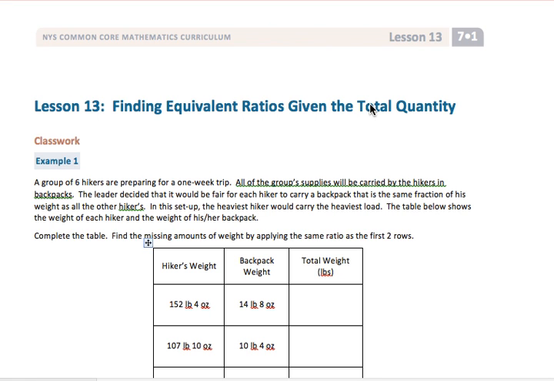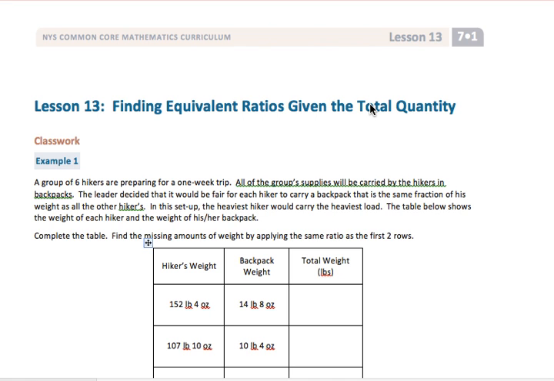In lesson 13, we're going to find equivalent ratios when we're given the total quantity. So we're going to work backwards quite a bit in this exercise. The situation that we start off with in example 1 is a group of hikers who are preparing for a 1-week trip, and all of the group's supplies will be carried by the hikers in backpacks.